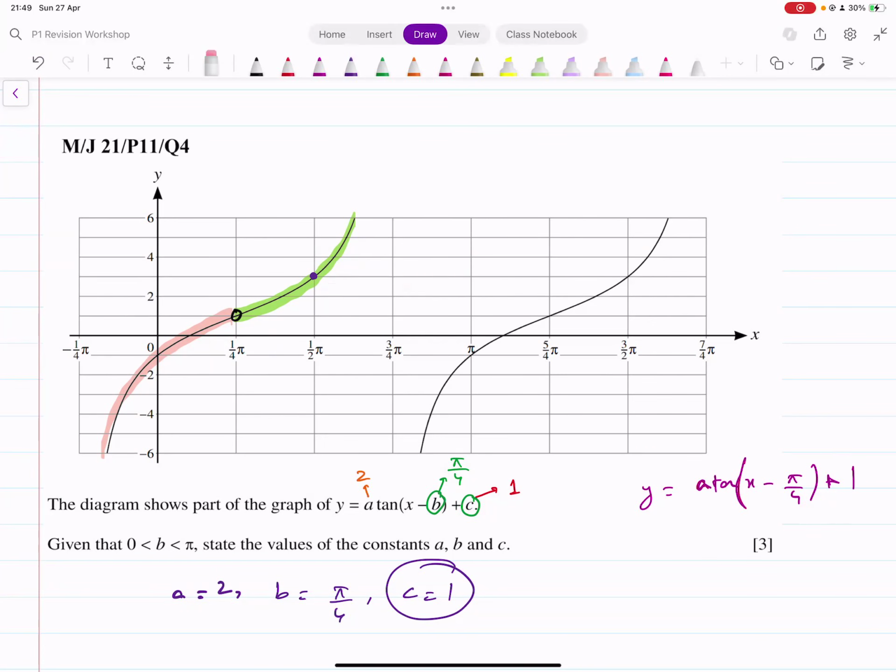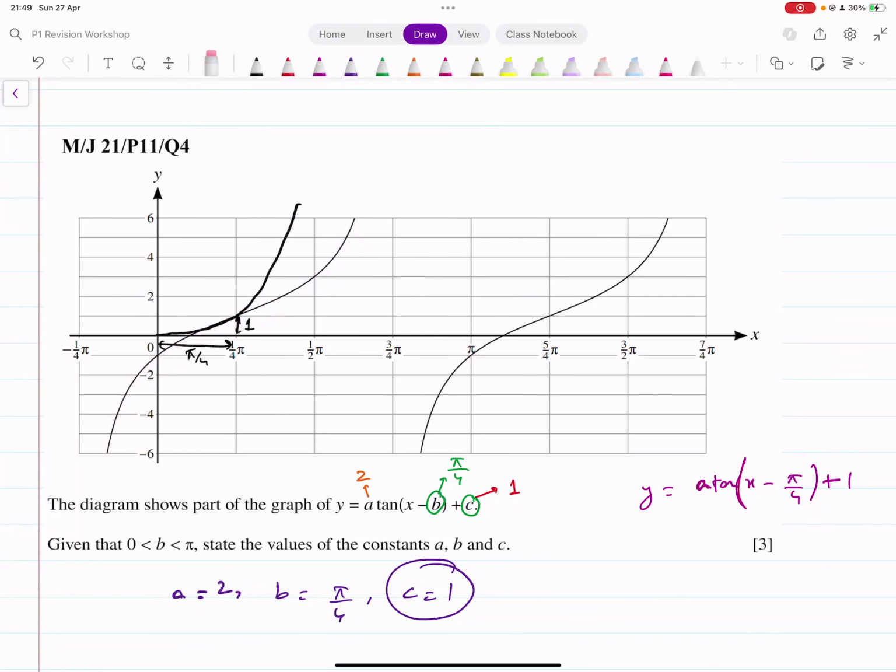Another way to think about this is the original tan graph, it basically goes like this. It starts from 0 and then it becomes 1 at pi over 4. So the value that it has at pi over 4 is equal to 1. So the original tan graph moves 1 unit up as it goes pi over 4 units to the right.